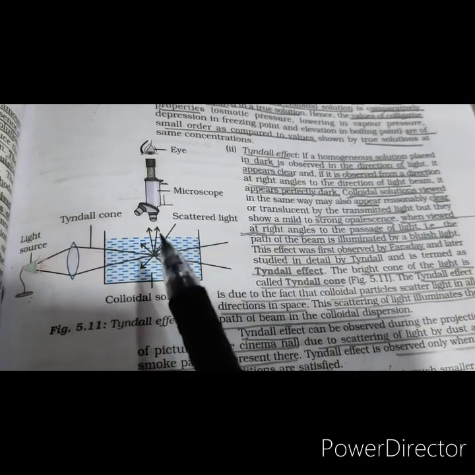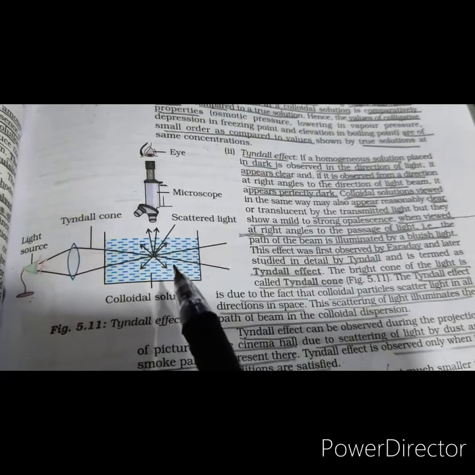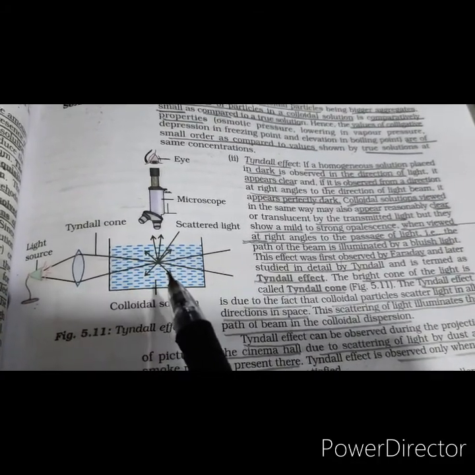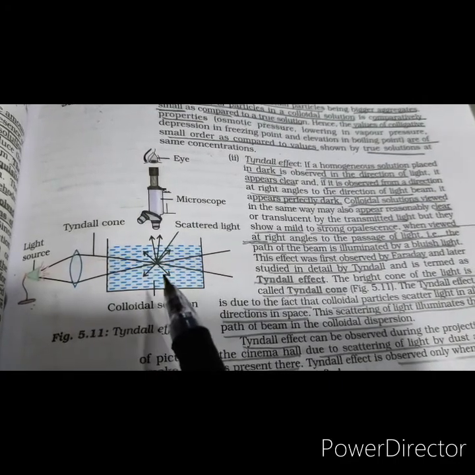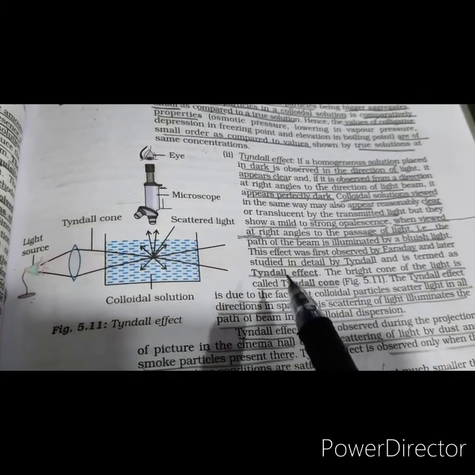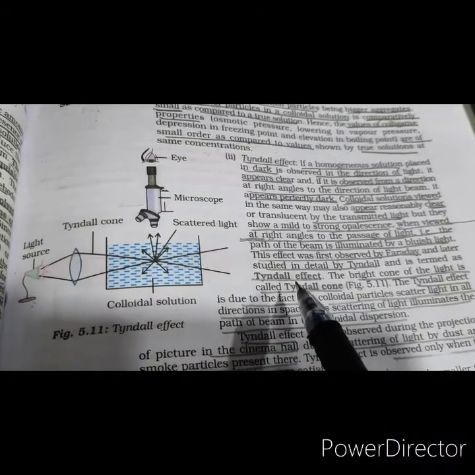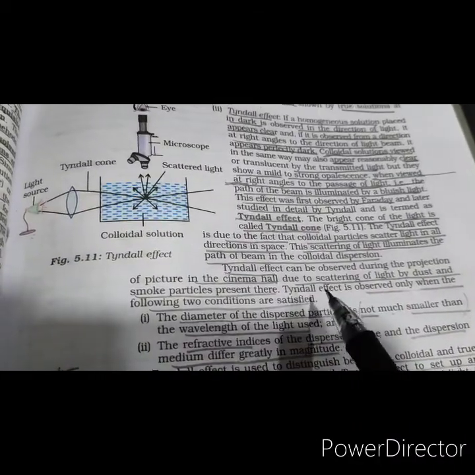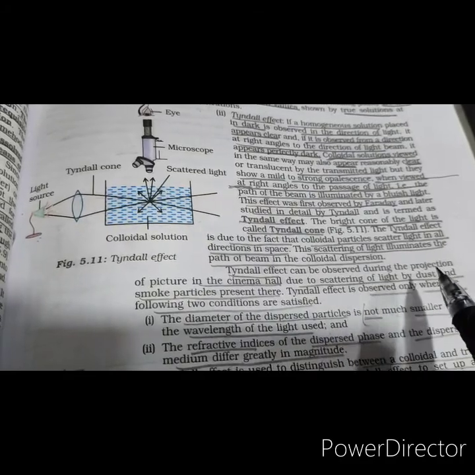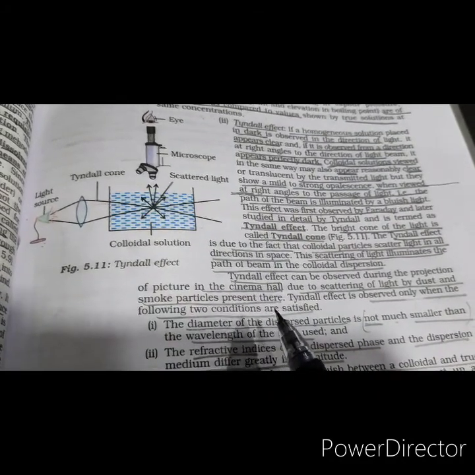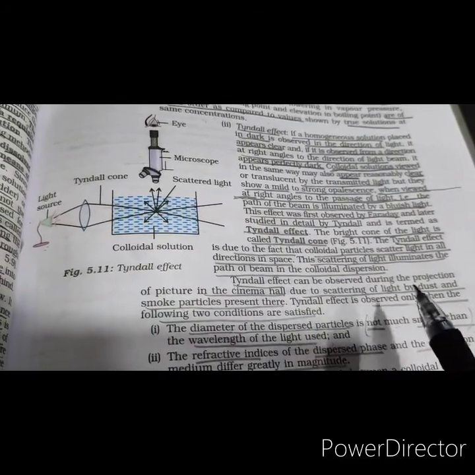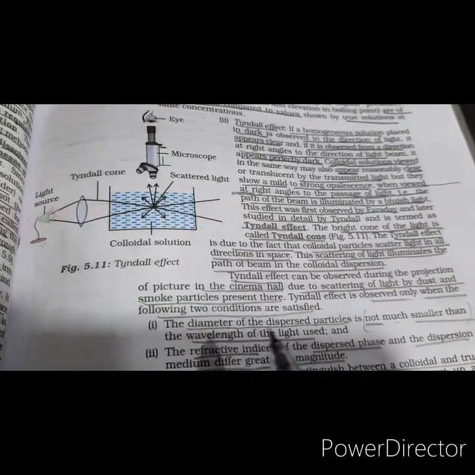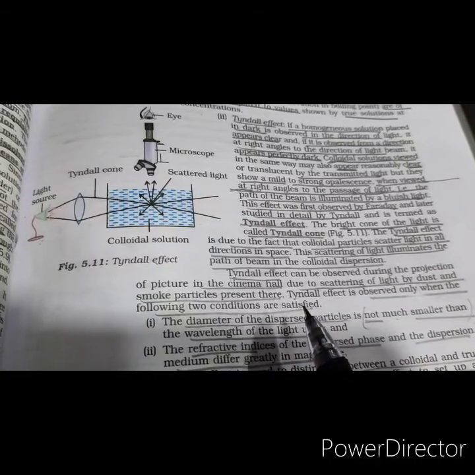Then we find that the path of the beam is illuminated by a bluish light. This effect was observed by Faraday and later studied in detail by Tyndall, and that is why it is called the Tyndall effect. The Tyndall effect can be observed during the projection of pictures in the cinema hall due to the scattering of light by the colloidal particles. The Tyndall effect is observed if two important conditions are satisfied.